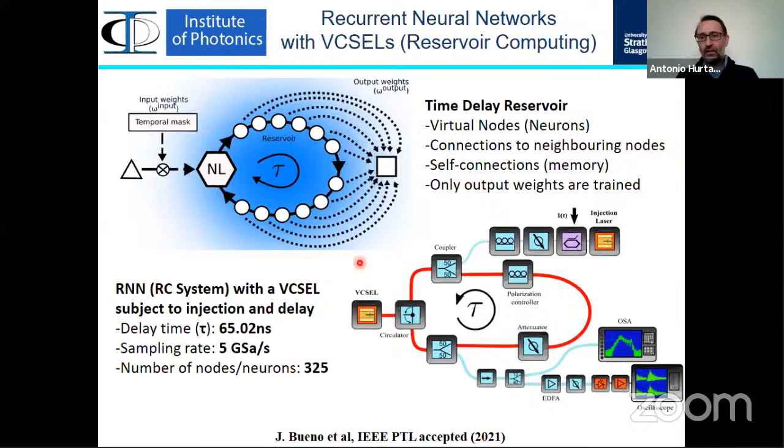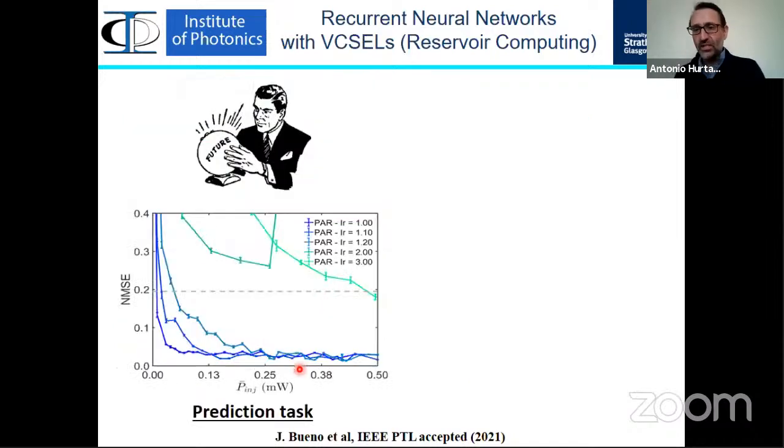So as said, we can build this system using one laser. This is the diagram of the system that we've built, again using telecom components, things that you can go and buy. Everything is off the shelf at 1550 nanometers, and just a delay line here. And in our system, the delay time is 65 nanoseconds, and we use a rate of 5 gigasamples per second. That allows us to emulate a network with this simple system, using one laser, of 325 nodes already. And this particular implementation is very good for applications such as prediction tasks, okay?